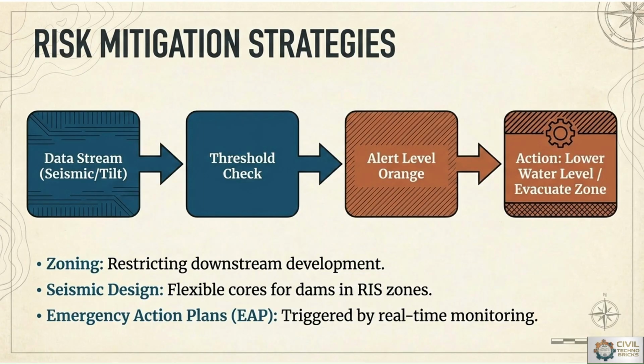What are the risk mitigation strategies required? We have to plan for zoning, seismic design and emergency action. Zoning means restricting downstream development. Seismic design is based on flexible cores of dams in reservoir-induced seismicity zones. Emergency action plans are triggered by real-time monitoring. Real-time monitoring systems provide early warning against instability.